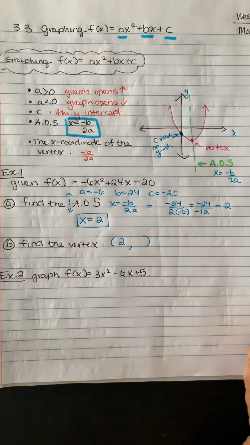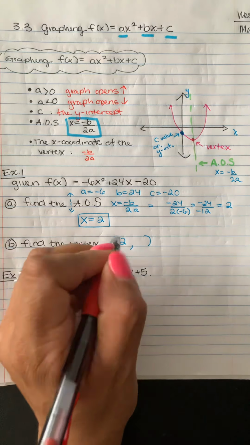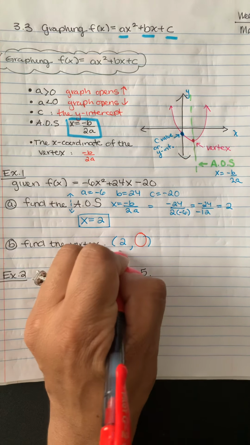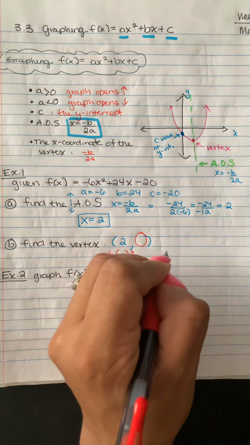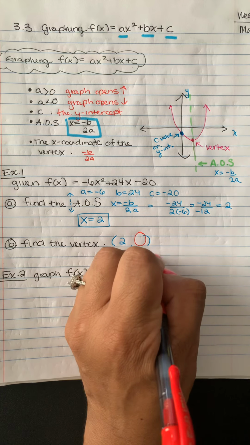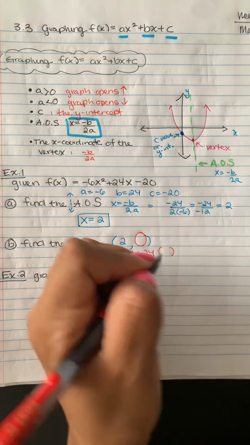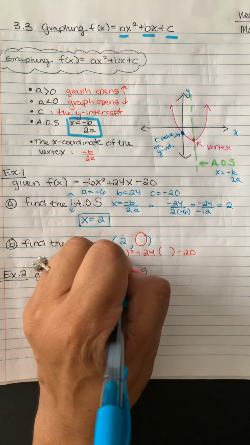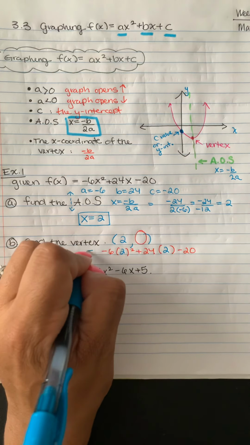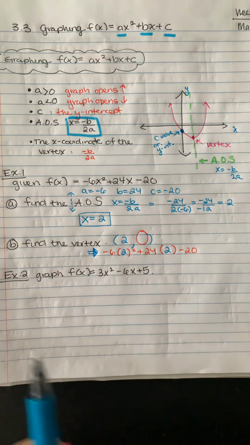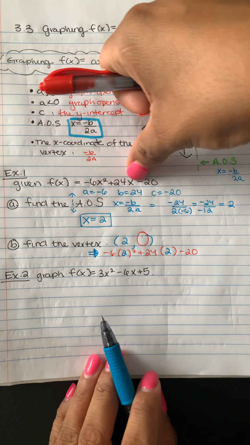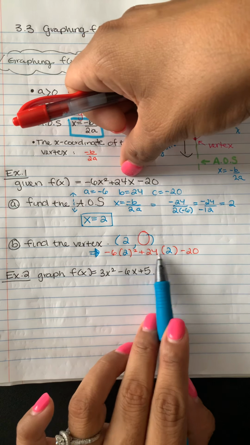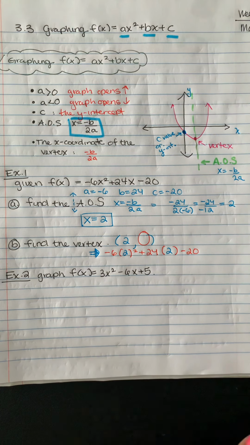So we have a negative 6. We're trying to find our y value. So negative 6 times something squared plus 24 times something minus 20. And that something is that 2. So I'm going to replace the 2 here and here. Okay. I'm using this as a guide. And wherever I see an x, I'm going to replace it with 2. Okay. So I tried to show you substitution happening.